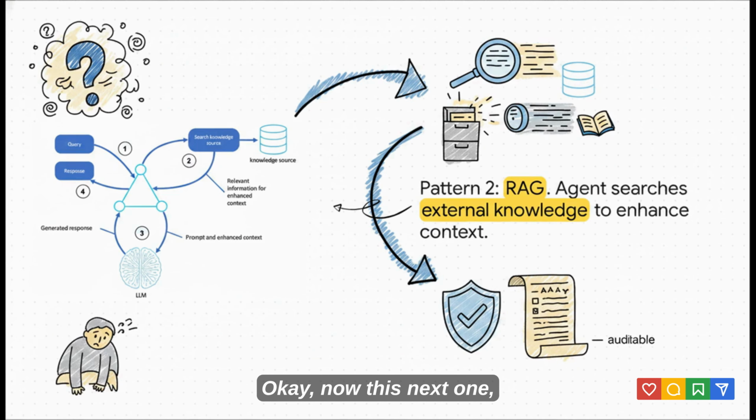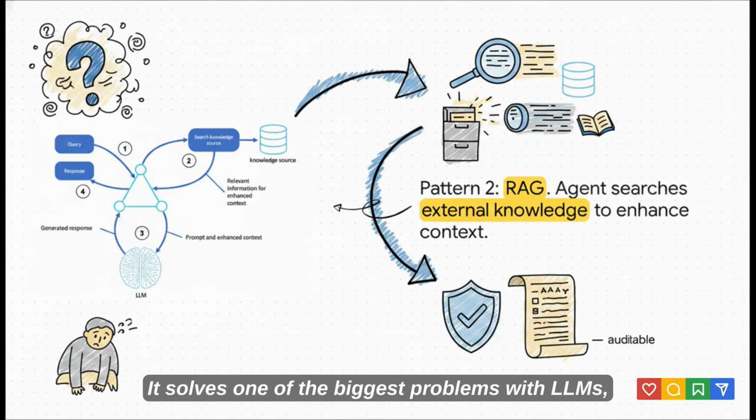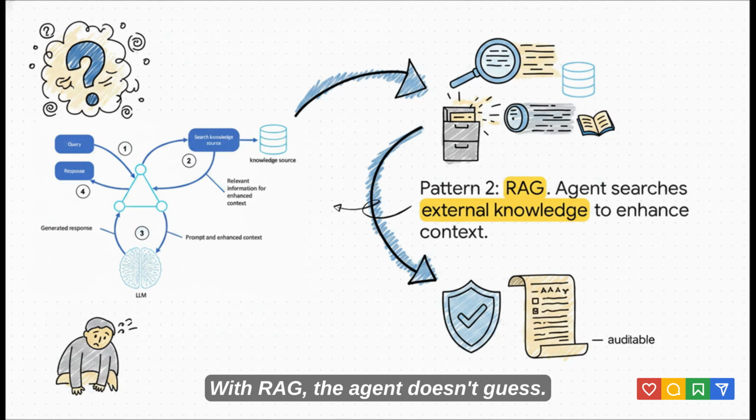Okay, now this next one, RAG, is a total game changer. It solves one of the biggest problems with LLMs, the "I don't know" problem, or worse, the "I'll just make something up" problem. With RAG, the agent doesn't guess.